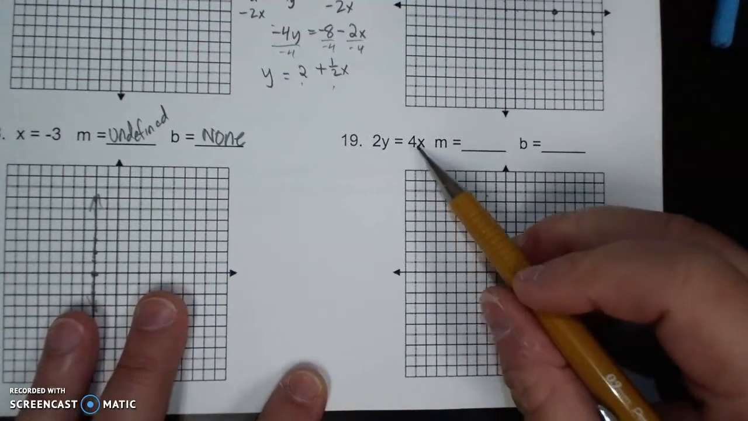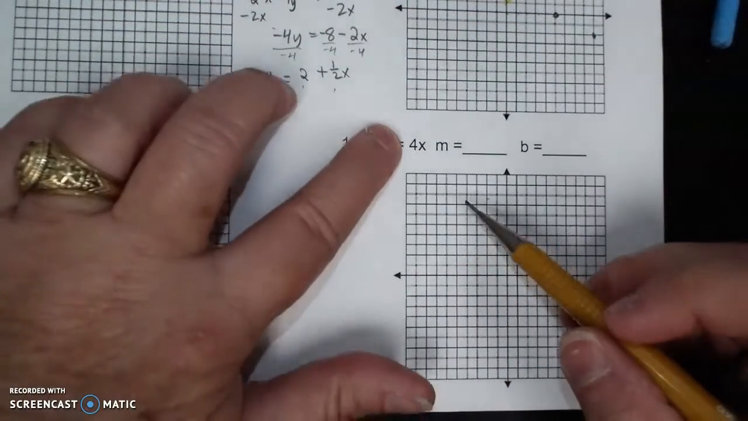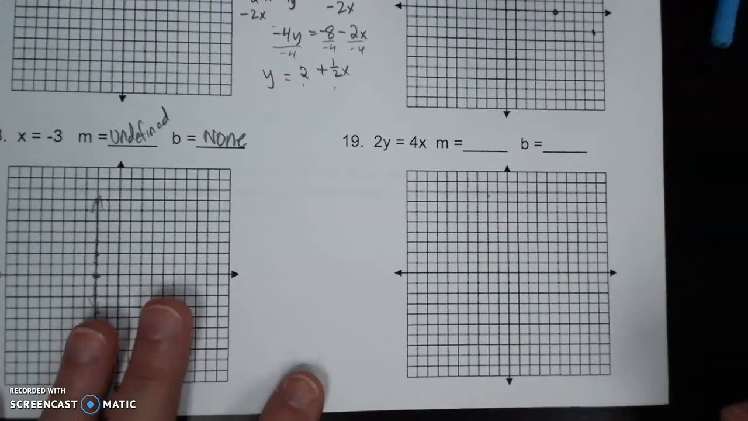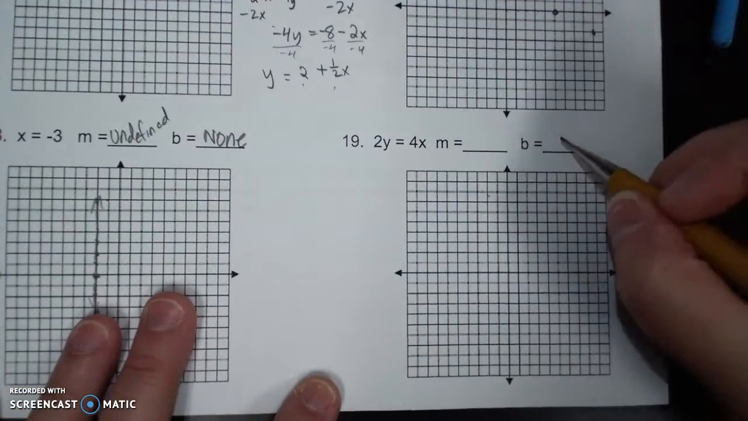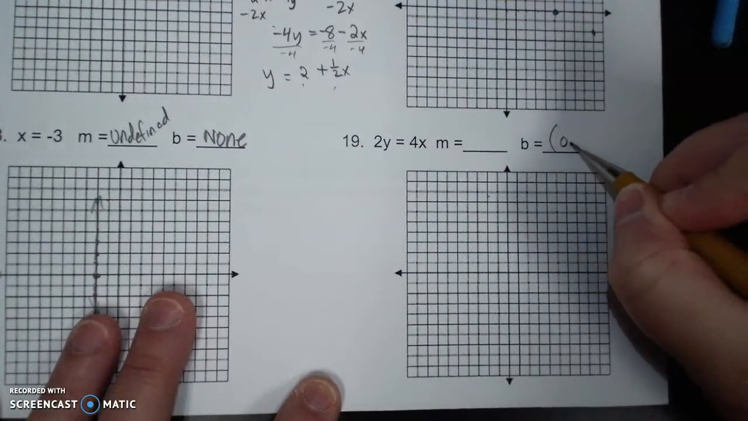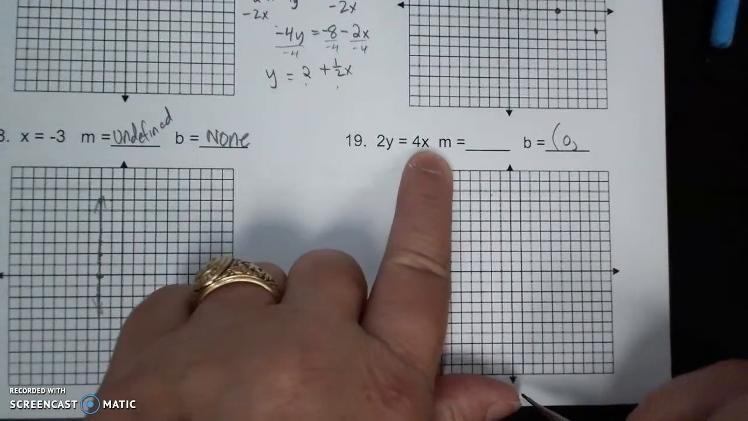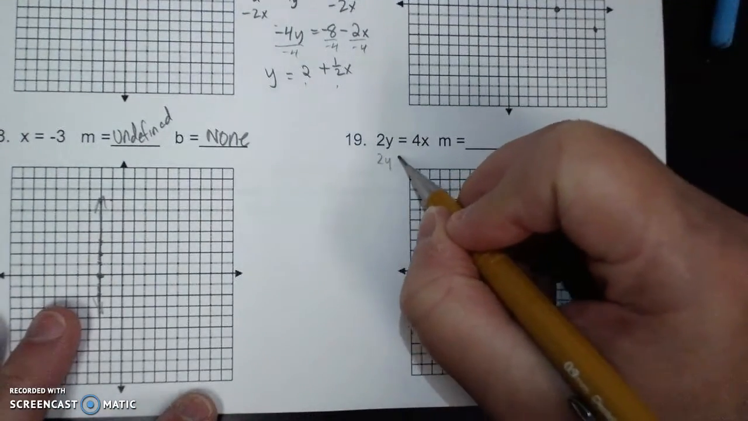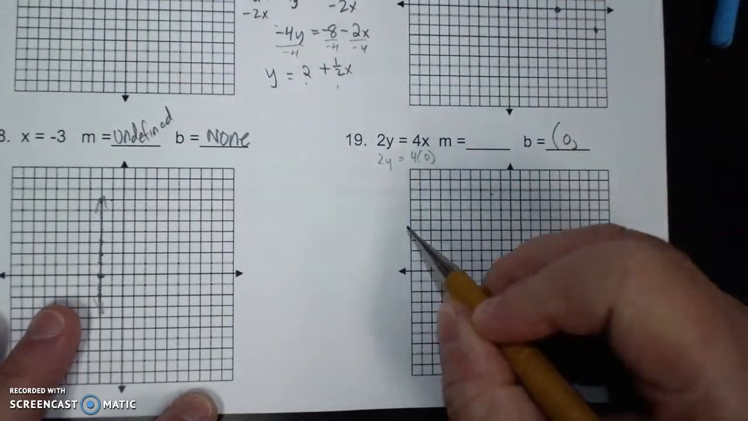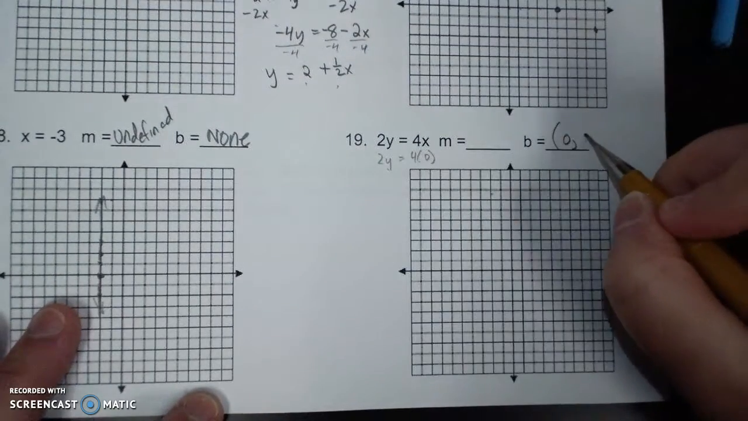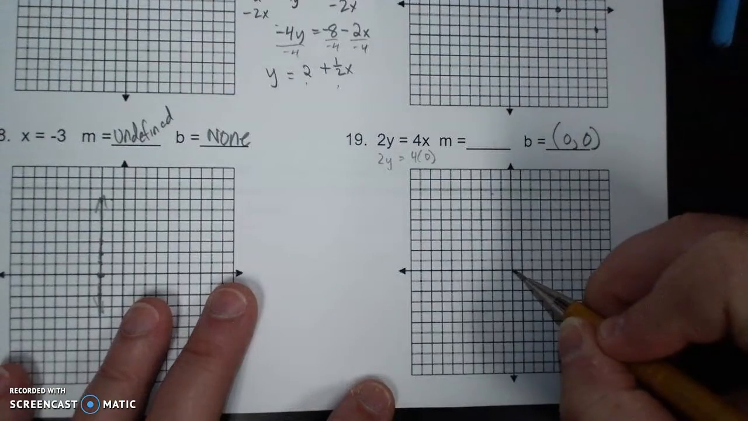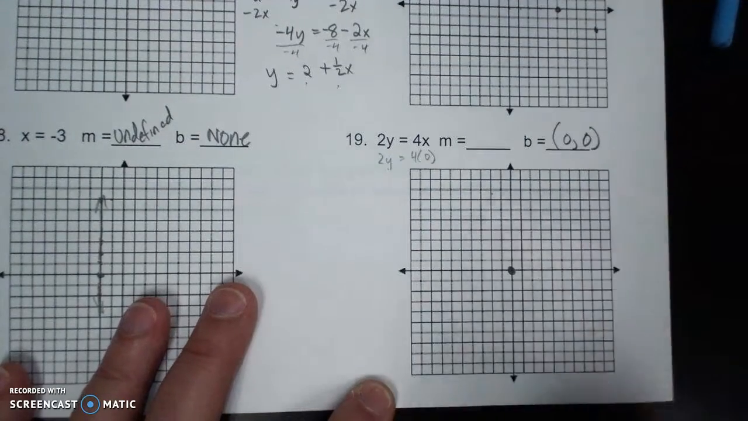This is not in standard form, so I can't just cover up. Okay, but I can say the y-intercept is, if I let x equal 0, 4 times 0 is 0, so I'll do 2y equals 4 times 0. Y has to be 0 also. Okay, so I do know that it's going through the origin.